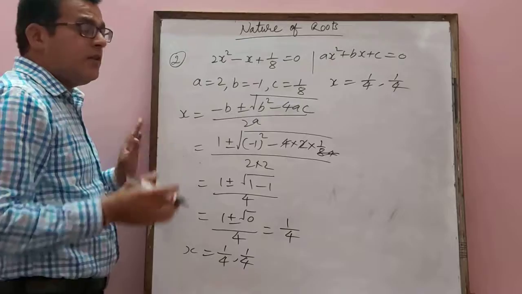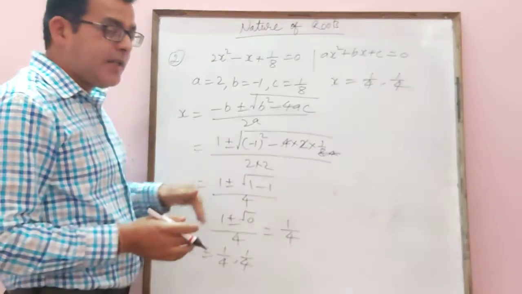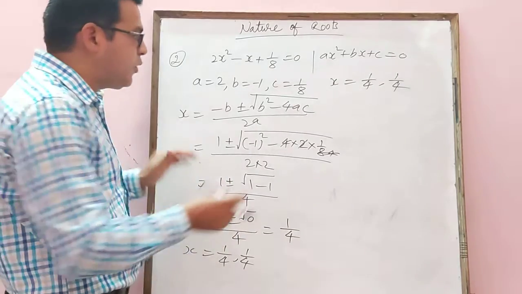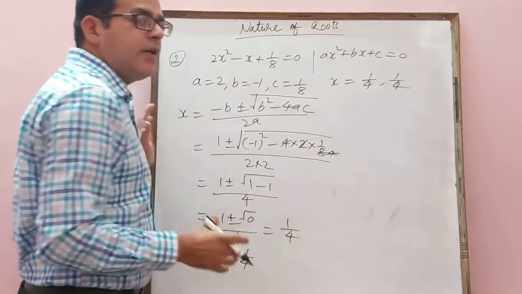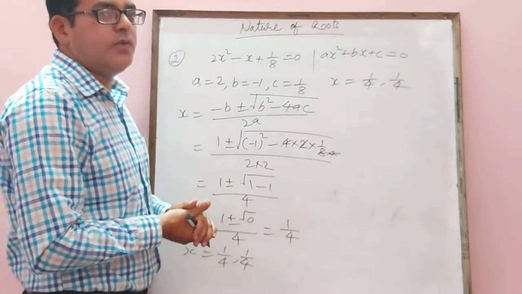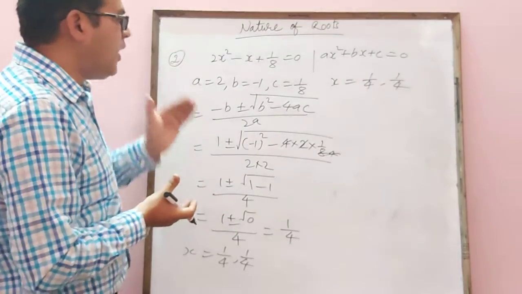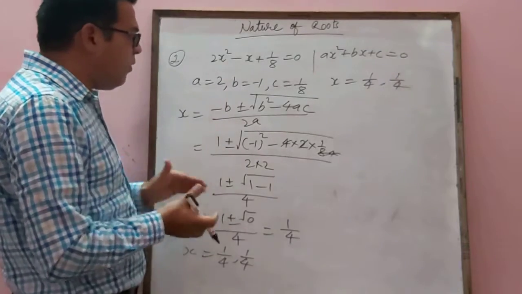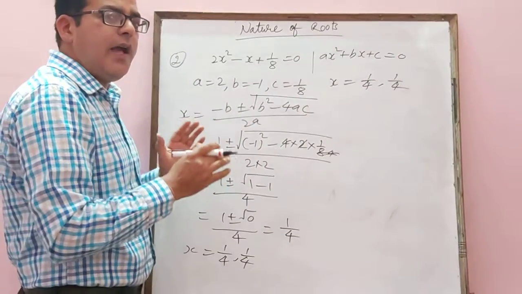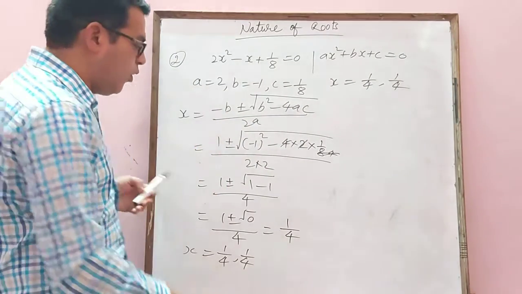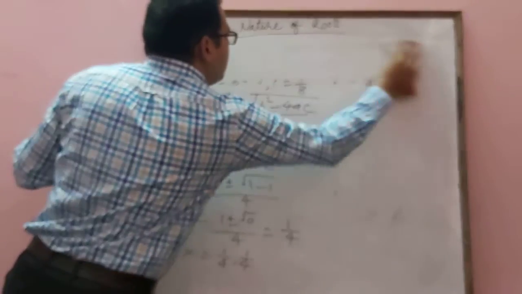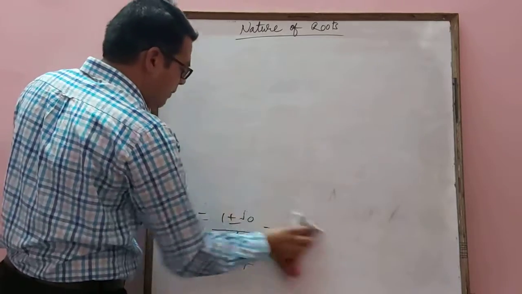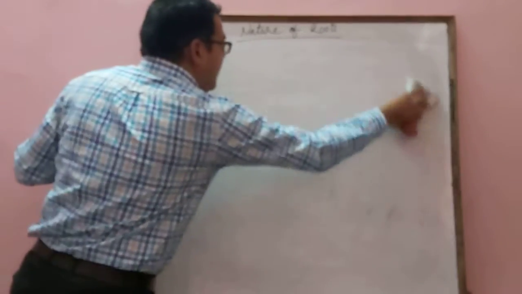It means if the value of discriminant, or b square minus 4ac, is 0, then we have two equal real roots, two same real roots. This is what we explained earlier, right? So if the value of d is 0, then we'll get two real and same roots. Hope you understand.